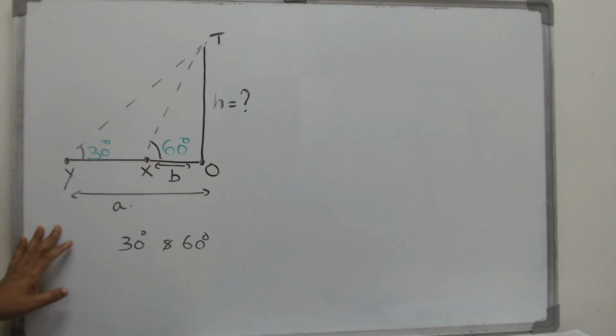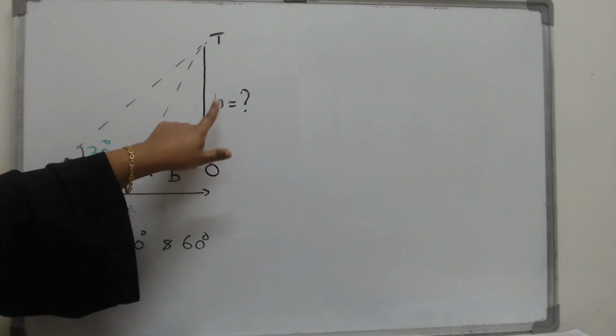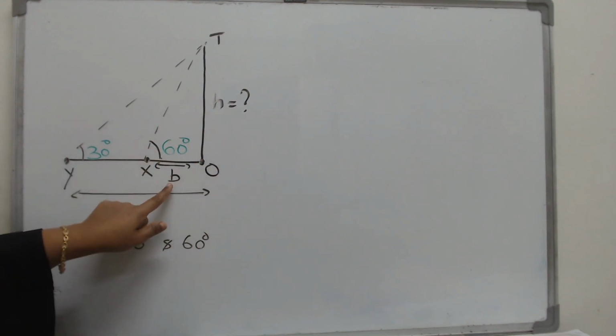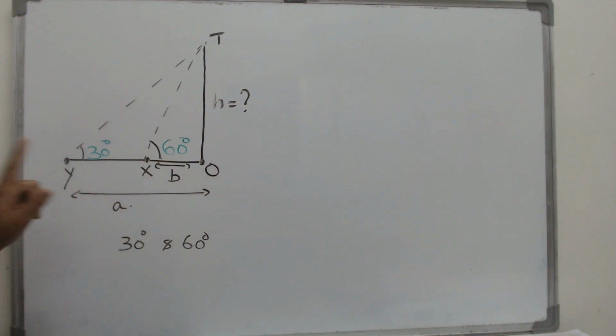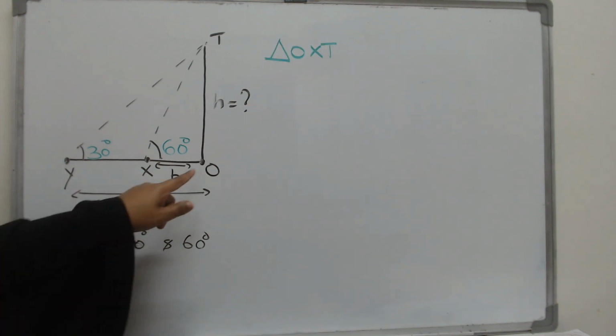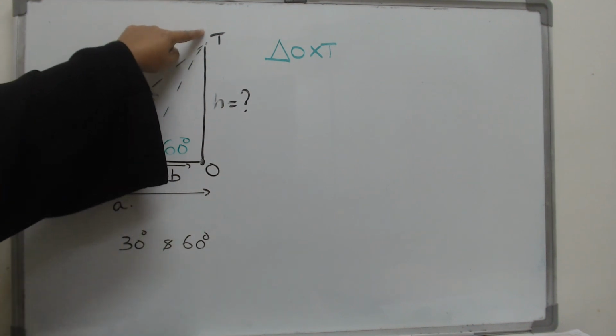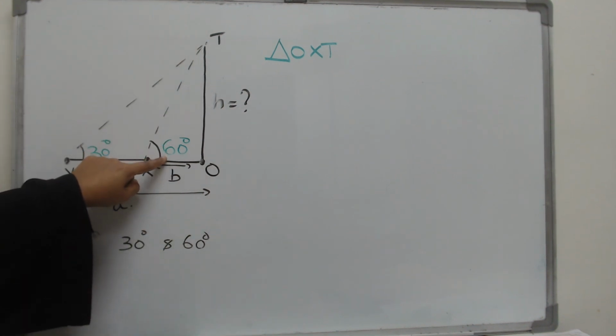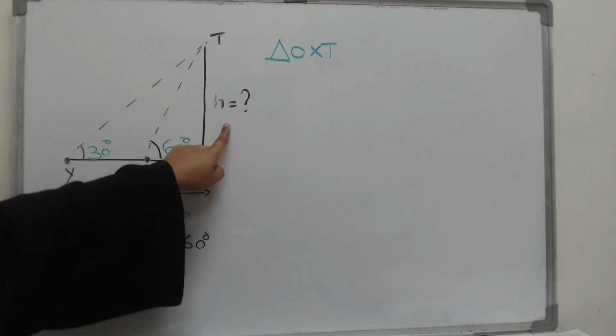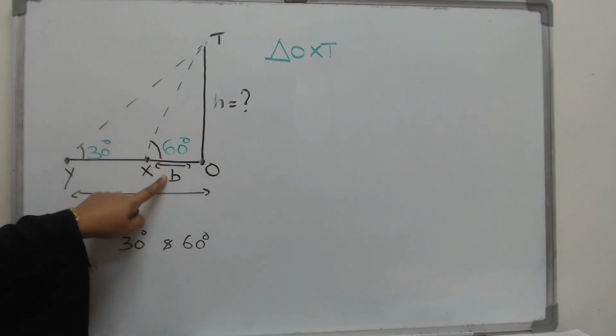Now what do we have to do? We have to express this H in terms of A and B. Now shall we consider the 2 triangles which will give us the answer? First consider the small triangle OXT. We have an angle here 60. This will be its opposite side. This will be its adjacent side.